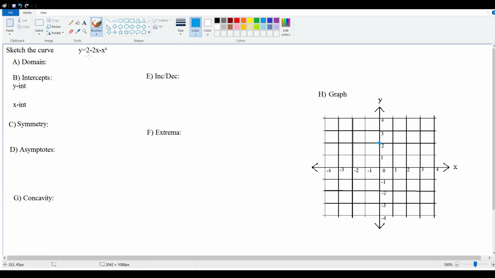So today we're going to be doing another problem, but today we're going to be sketching a curve on a graph. And so we got the function y equals 2 minus 2x minus x cubed.